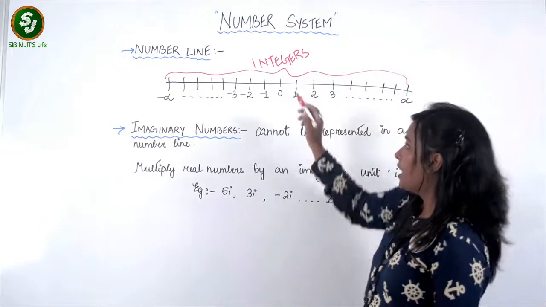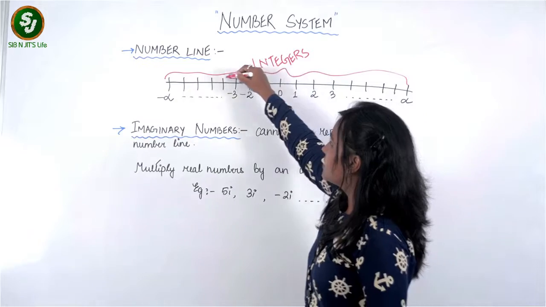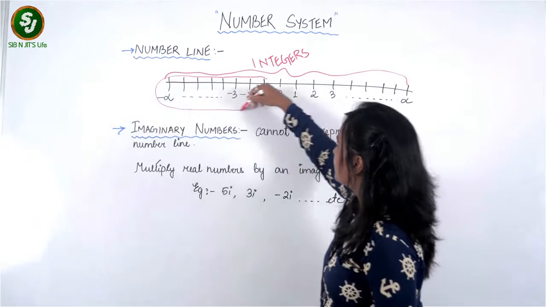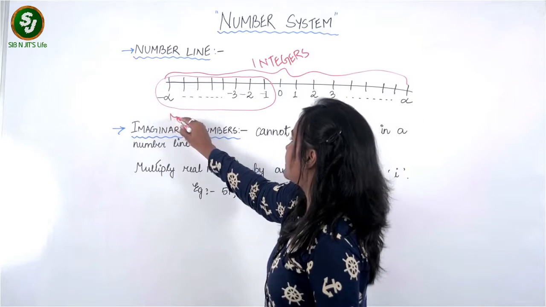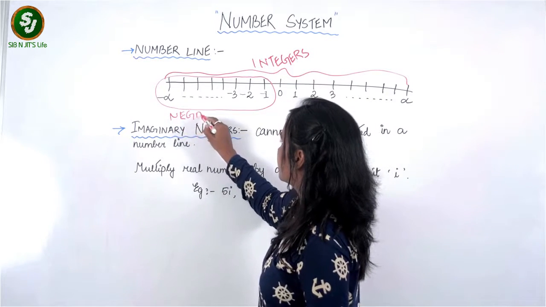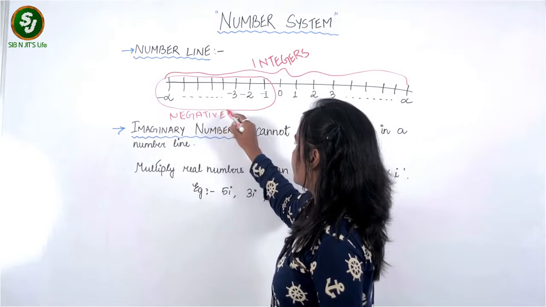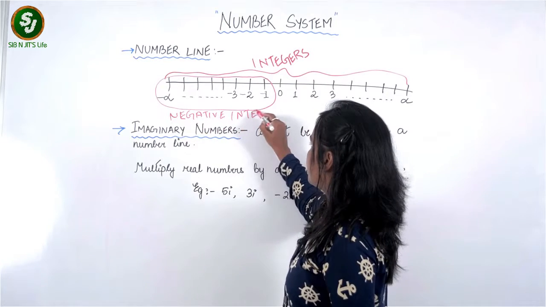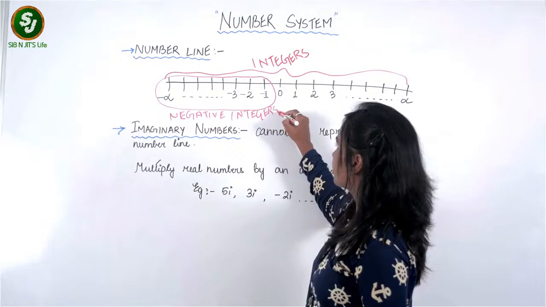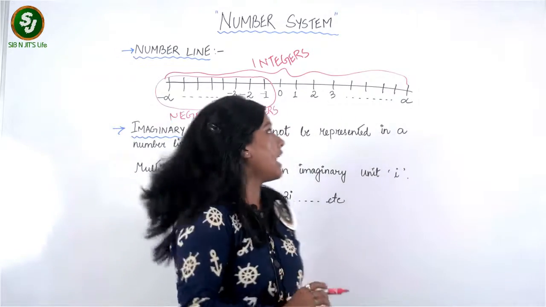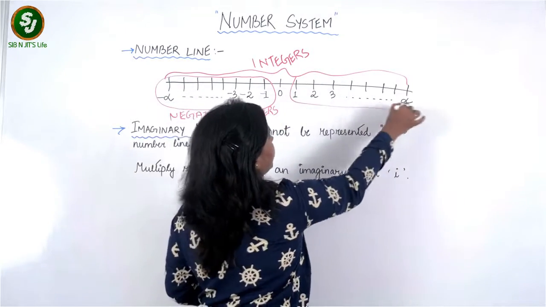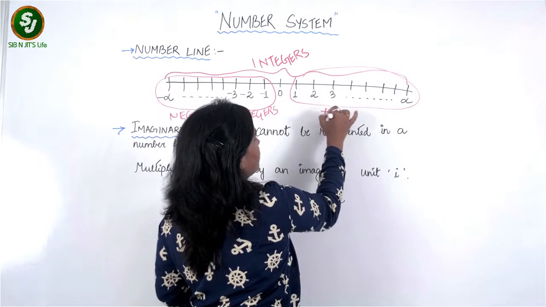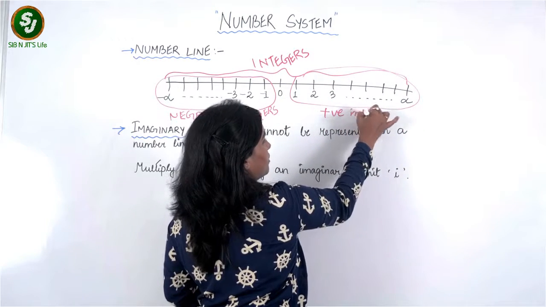Okay, but when you consider only these negative numbers, then it is your negative integers. And when you consider only the positive numbers till infinity, then it is called your positive integers.